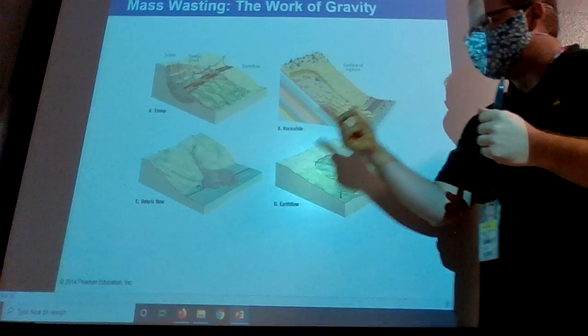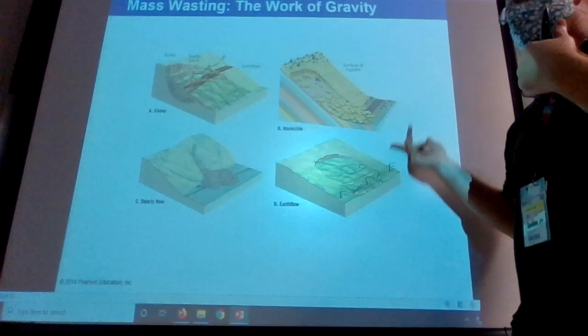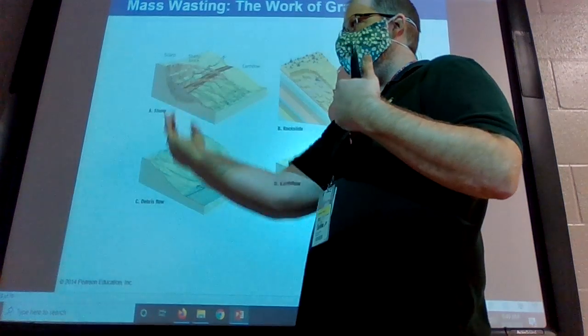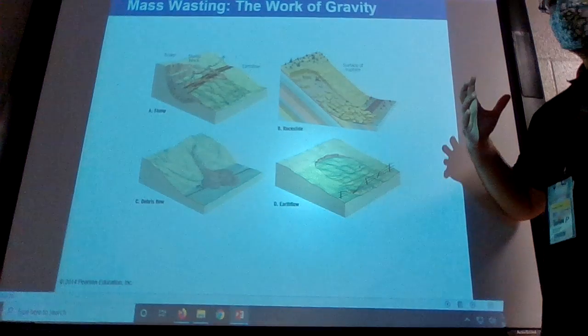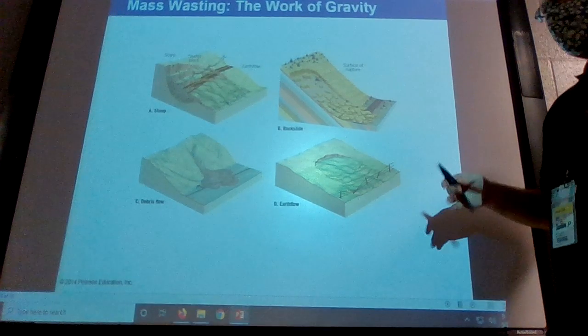But you have rock slides and debris flows. So just remember, these are all mass wasting. It's all really gravity-driven. Gravity pulling down on things and it not really having enough cohesion to hold itself together and make sure that it's not moving.